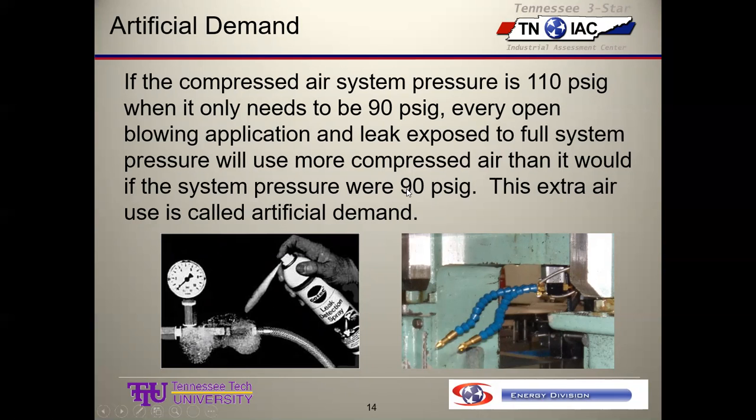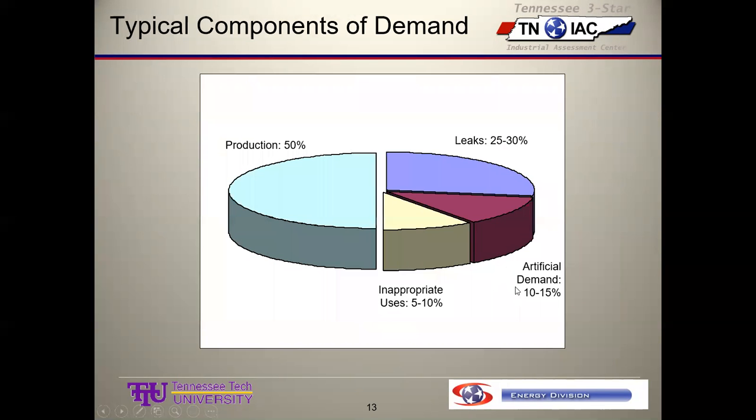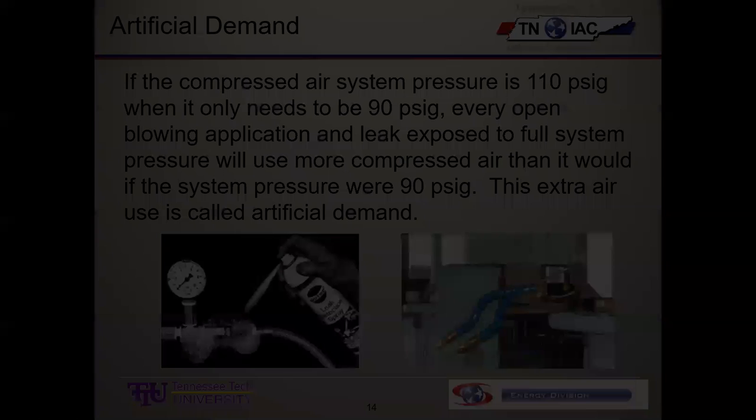And so if we're running at 110 when we only need 90, all of these open blowing applications that just blow compressed air out are going to blow more at 110 than they would at 90. That differential amount of air consumption blown out is what we call artificial demand, because that's demand that's there simply because we're running too high a pressure, or a higher pressure than we really need. So that's this artificial demand, 10 to 15% of our total air production.